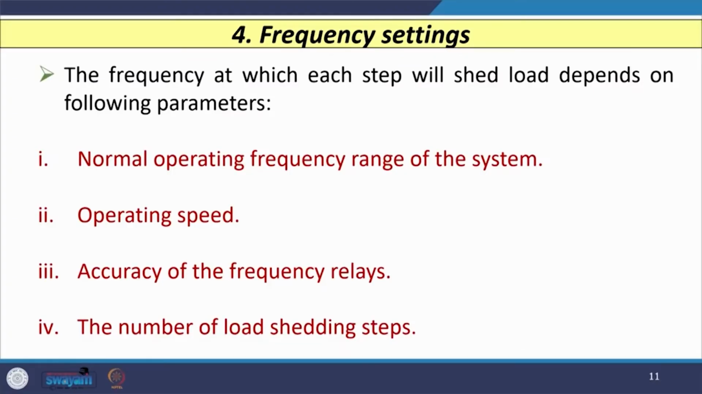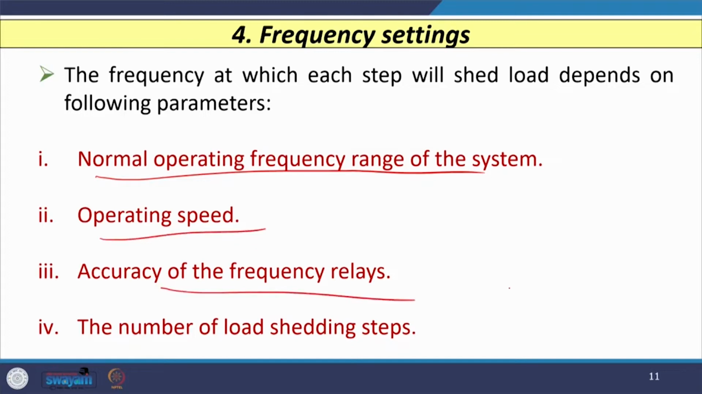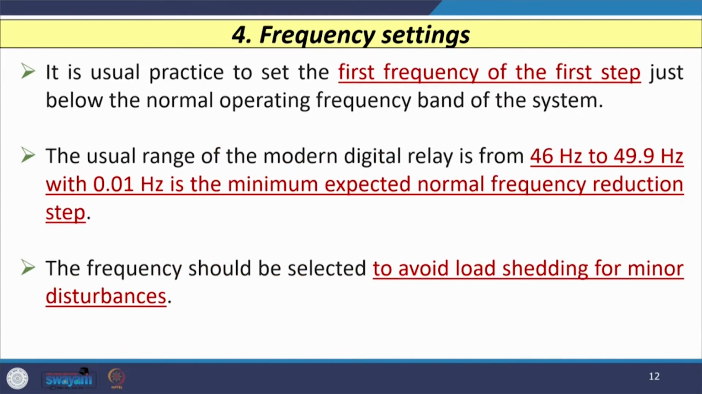Now, the fourth factor which is going to affect the design of an intelligent load shedding technique is the setting of frequency. The frequency at which the load will be shed in each step depends on several parameters: the normal operating frequency range of the system, the operating speed, the accuracy of frequency relays, and the number of load shedding steps we are going to use. So, these 4 factors are very important and decide the frequency settings.